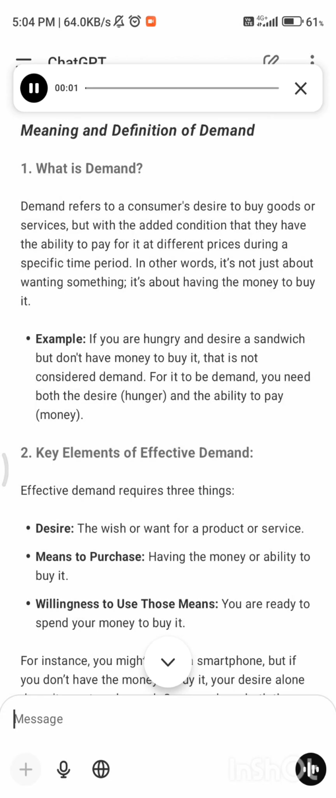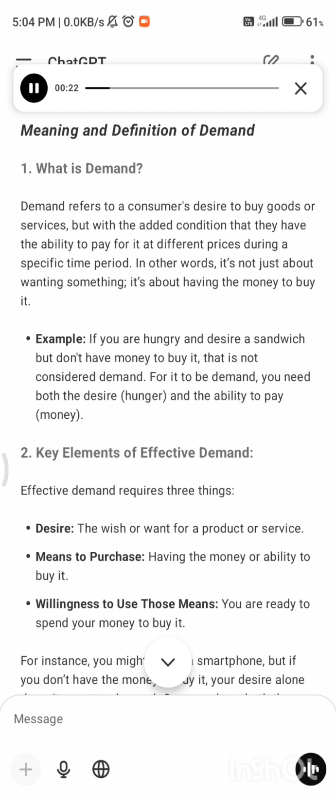Meaning and definition of demand. 1. What is demand? Demand refers to a consumer's desire to buy goods or services, but with the added condition that they have the ability to pay for it at different prices during a specific time period. In other words, it's not just about wanting something, it's about having the money to buy it.